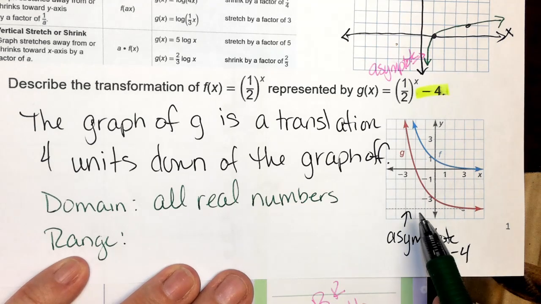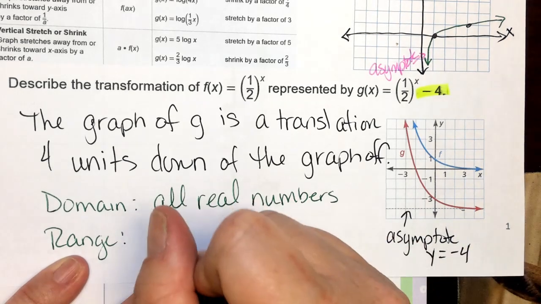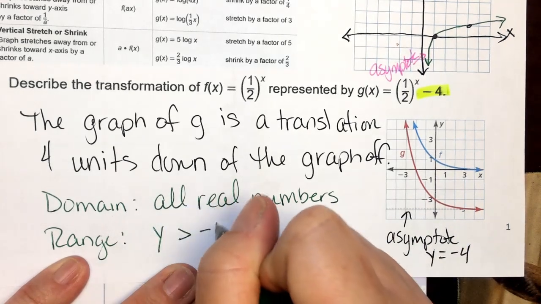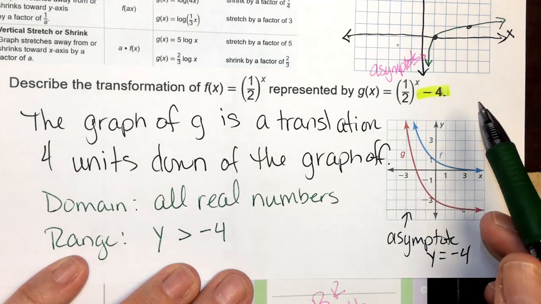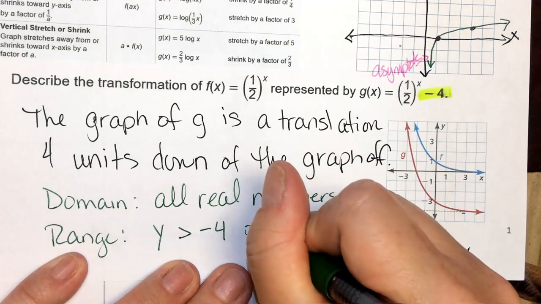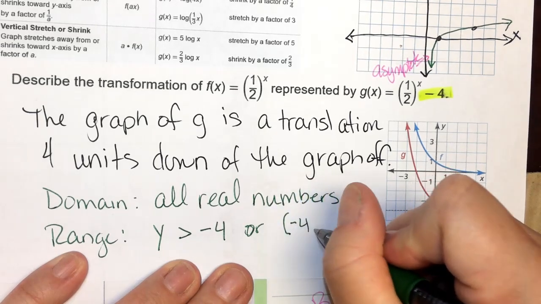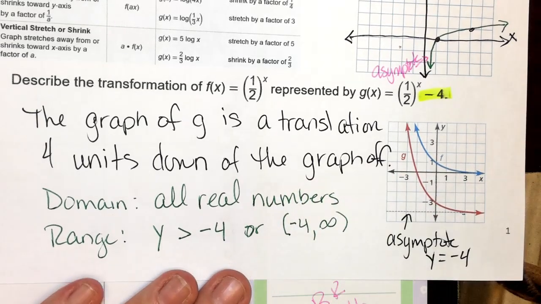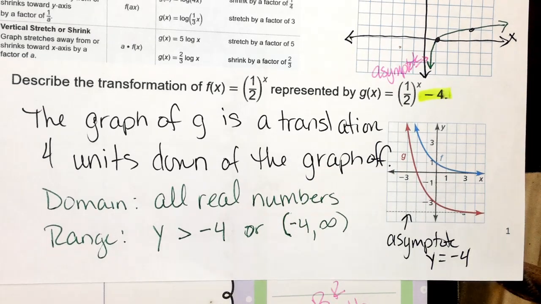Now, your range is not all real numbers because it is limited by the asymptote. Now, it never touches the asymptote, so it is not actually -4. So the way you would say that is y is greater than -4. So it's basically any values greater than -4 and above. Another way you could write it that you have learned is interval notation. You could say from -4 to infinity. So this is a parenthesis because it is not included, so it's not a bracket. My left parentheses are just uglier than my right one. Okay?